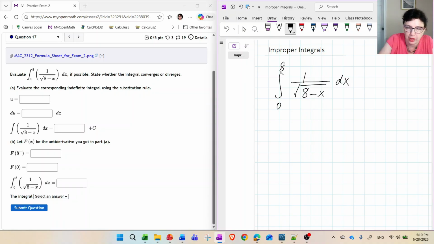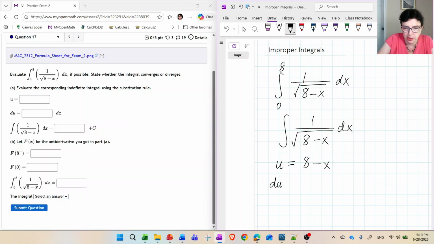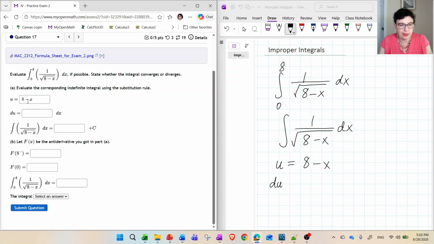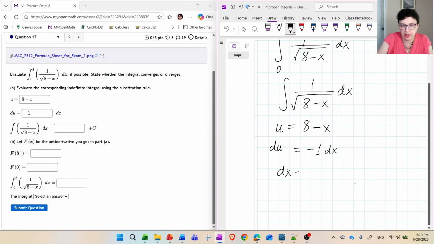Okay, so let's go ahead and do that. How are we going to integrate something like this? Well, this has to be done by substitution. We're going to say let u be 8 minus x. Then what is du? Du will be the derivative of 8 minus x. Now, 8 minus x is a line, and the slope of it is negative 1. So be careful because this is minus. This is going to be negative 1, so put negative 1, which means that dx is going to be negative du.